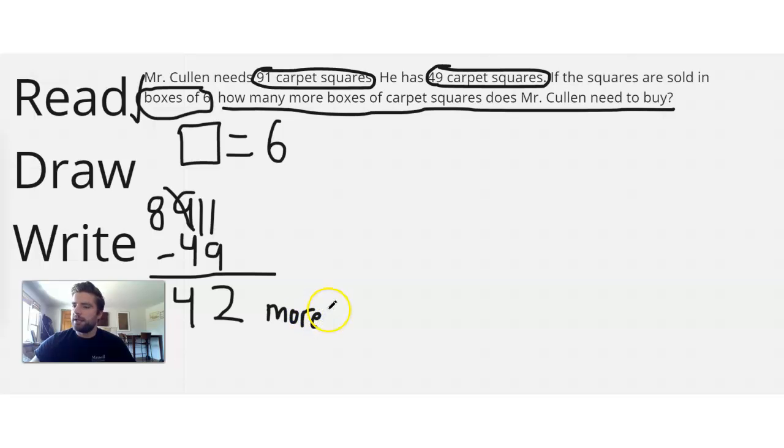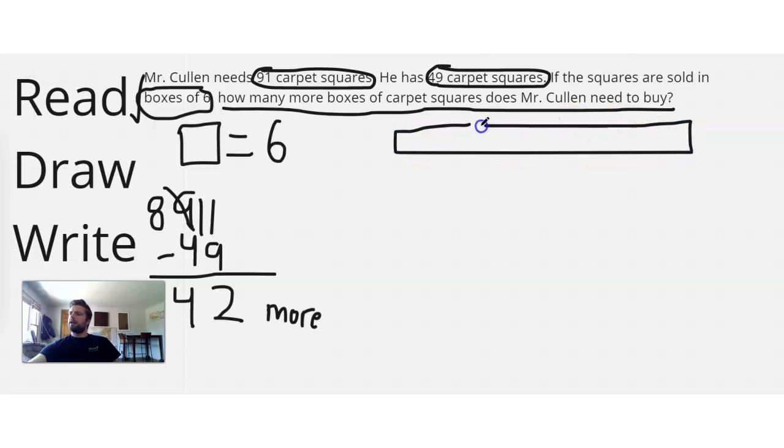Now we can start drawing some pictures. So he needs 42 more squares. So I'm going to put that on the top of my tape diagram.